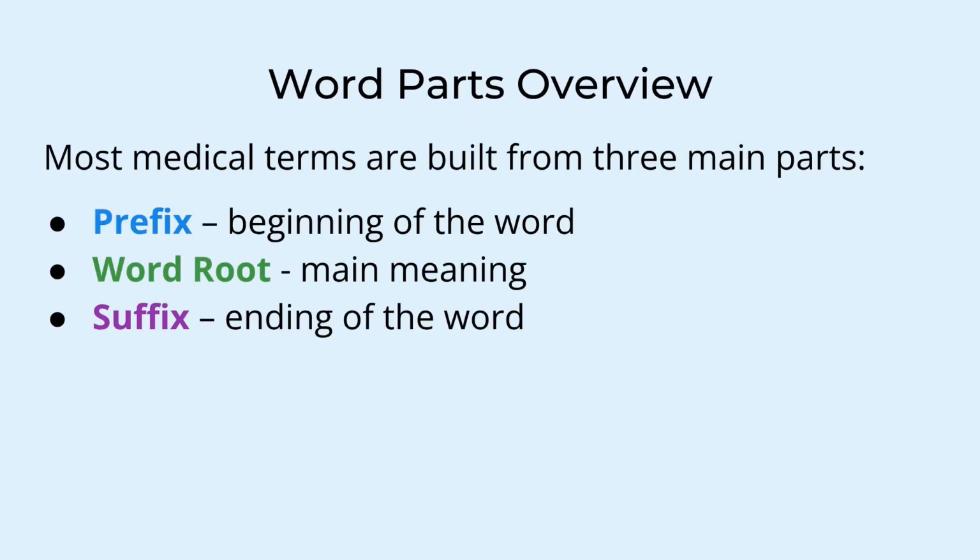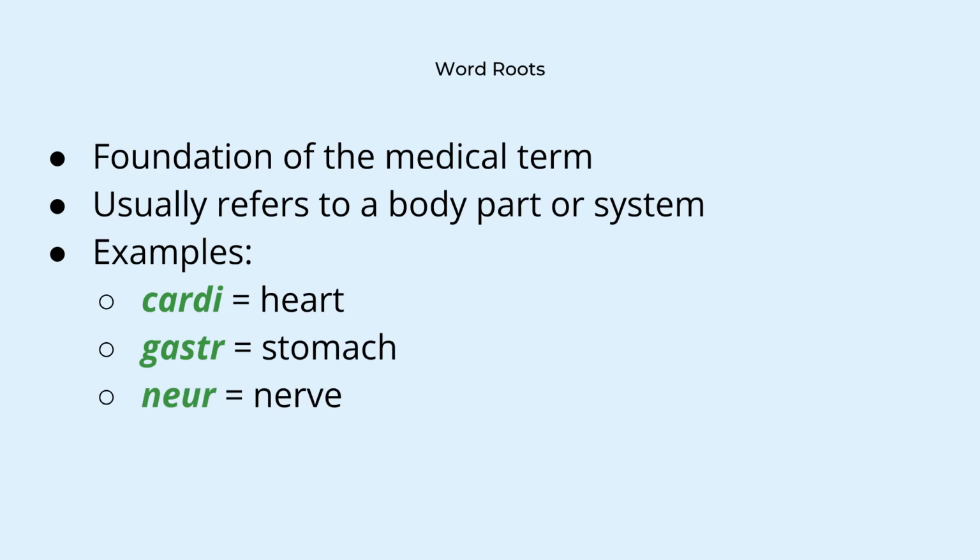Most medical terms are made of word parts. These include the word root, which gives the main meaning, a prefix at the beginning, and a suffix at the end. Understanding these parts allows you to break down unfamiliar terms. Word roots form the foundation of medical terms and usually refer to a body part or system. For example, cardi means heart, gastra means stomach, and neur means nerve. Practice pronouncing these correctly to build a strong foundation in medical terminology.